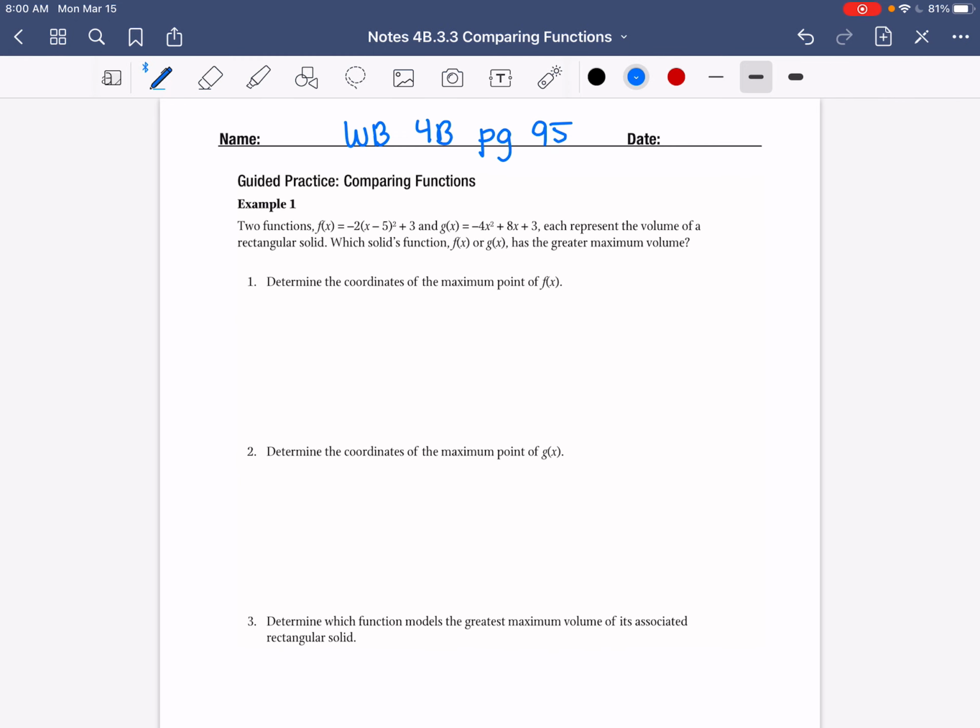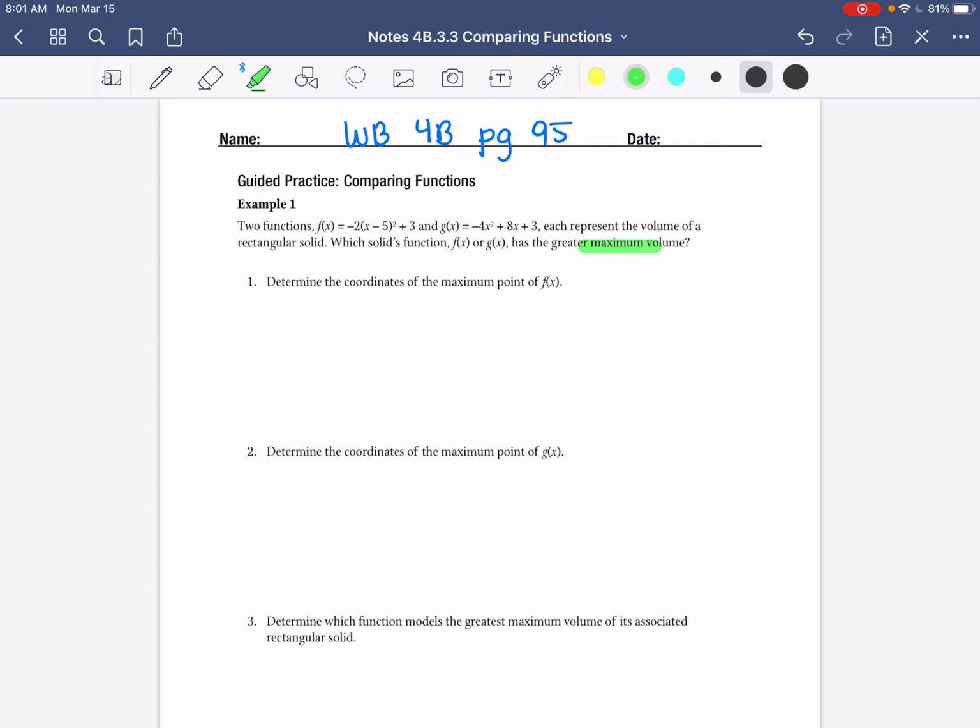All right, so our example says two functions, f of x equals -2(x - 5)^2 + 3, so this is quadratic because it's a power of 2, and g of x equals -4x^2 + 8x + 3, that's also quadratic because it's a power of 2. Each represents the volume of a rectangular solid. Which solid's function, f of x or g of x, has the greater max volume?